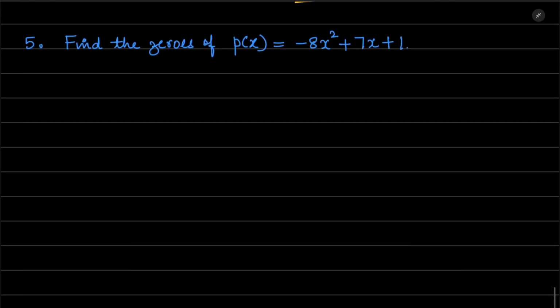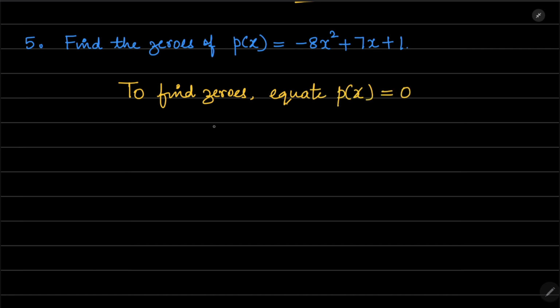Next one. Find the zeros of the polynomial p of x equal to minus 8x square plus 7x plus 1. Whenever you have to find the zeros, you have to equate the polynomial to 0. So to find zeros, you have to equate the polynomial to 0. So let's do that. Minus 8x square plus 7x plus 1 equal to 0.